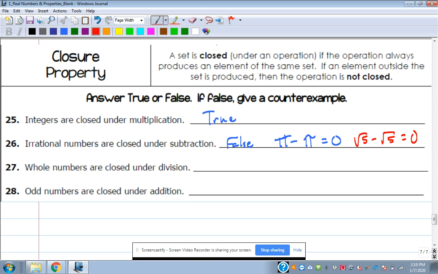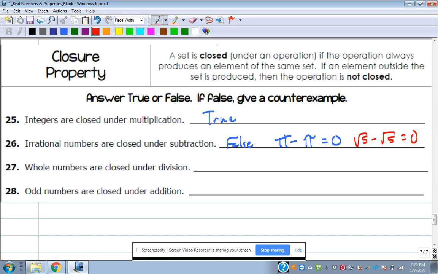Okay. 27. Whole numbers are closed under division. So if I take two whole numbers and divide them, will I always get a whole number back? Give me a counterexample if it won't work. I've got to use whole numbers. Eight is a whole number. 4 is a whole number. What's 8 divided by 4? That's a whole number. I thought y'all said it didn't work.